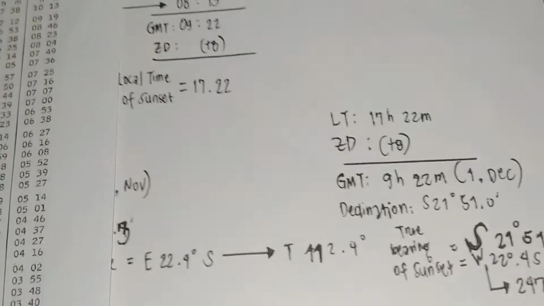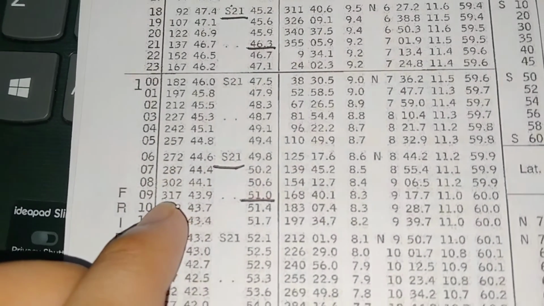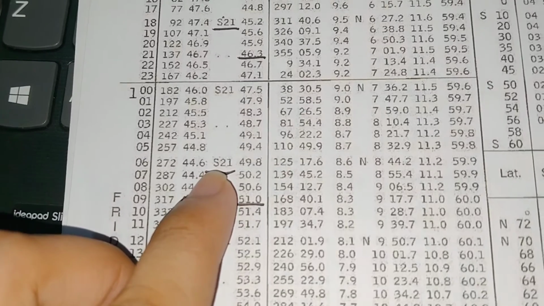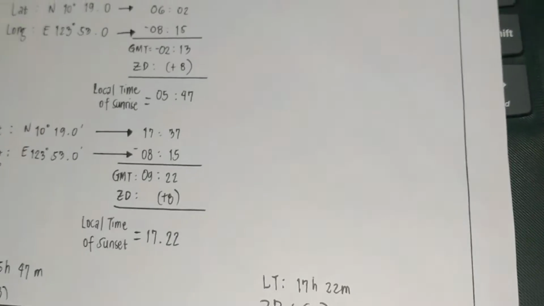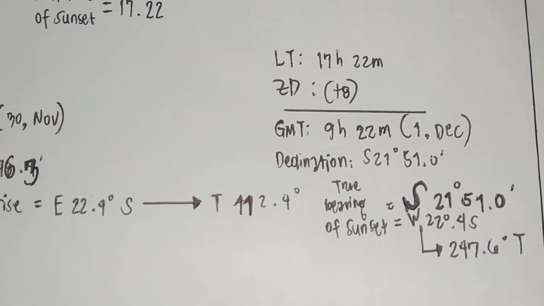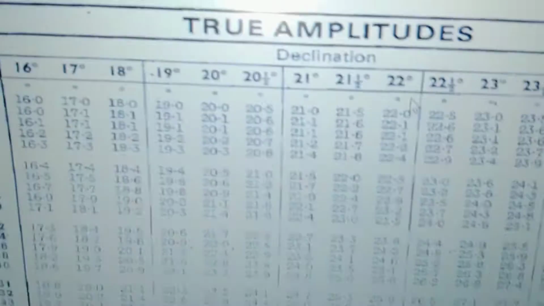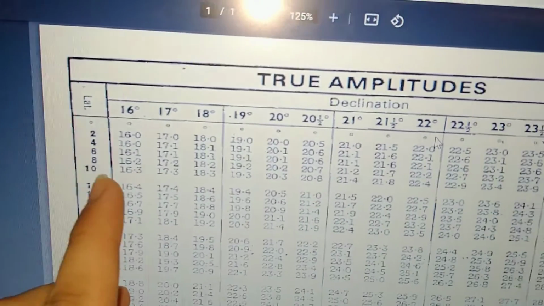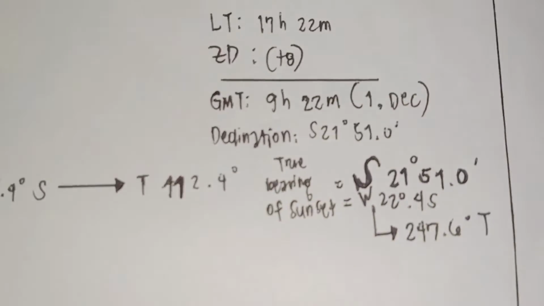So to get our declination, we have to find it on the 1st of December. It's the 1st of December here on Friday. So it's 9, which is 51.0, and S 21, so south 21 degrees and 51.0 minutes. So we did get it already. And then our true bearing of sunset is 22.4 degrees west. So how did we get it? We did get it through our latitude and 22 degrees. So that is 22.4, since it is rounded off.